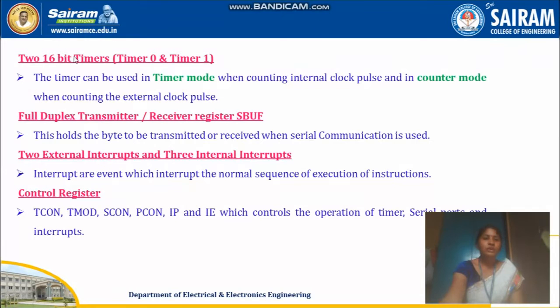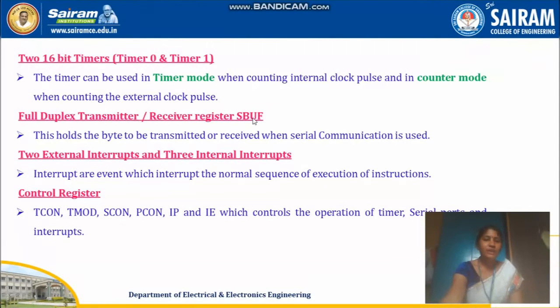It has two 16-bit timers, timer 0 and timer 1. Timer 0 is of 16-bit and timer 1 is of 16-bit. Each timer can be divided into two 8-bit timers like timer 0 low and timer 0 high, and the same way timer 1 high and timer 1 low. We can make this timer work either as a counter or as a timing signal generator. So it can operate both in timer mode as well as in counter mode. The timer is used in timer mode when counting the internal clock pulse, and it can be made to operate in counter mode when counting external clock pulses.